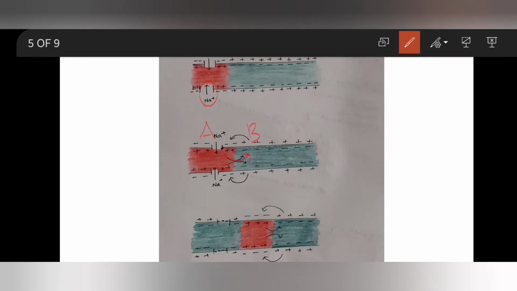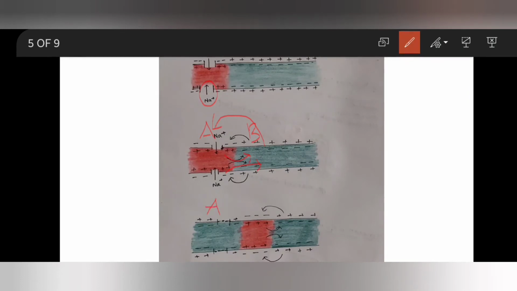So inside the cell, current will be flowing from region A to region B. But when we look at the outside, region B is positive and region A is negative. So there will be a flow of current from region B to region A, completing the circuit. Then the current has flowed. Now what will happen? This region A comes back to the resting membrane potential.